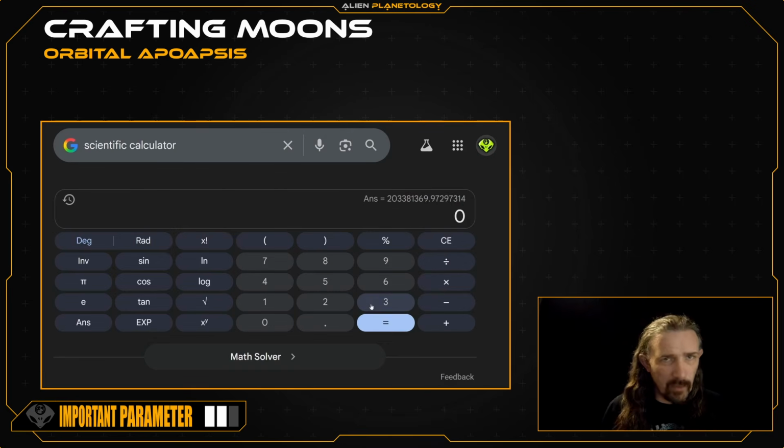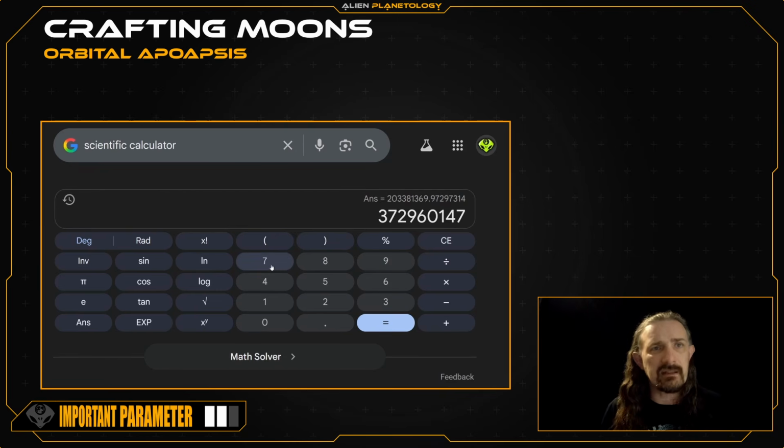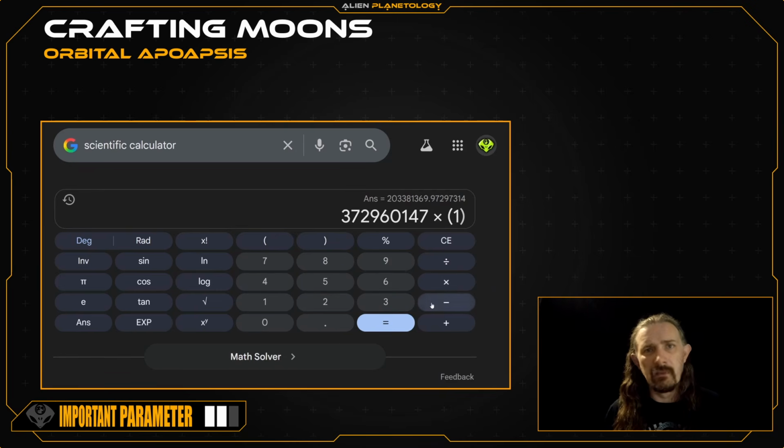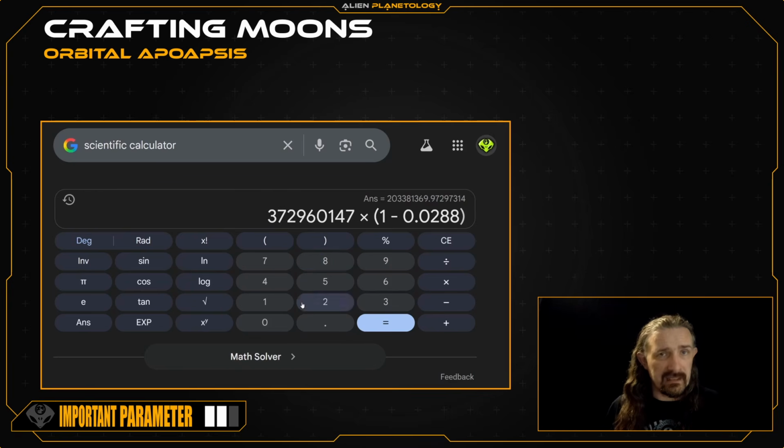So, in the calculator, we start by entering our moon's distance from the planet, its semi-major axis, in meters. Then multiply in open parentheses. Type 1, then minus for the periapsis, or plus for the apoapsis, and then the eccentricity value. Then close the parentheses. Your equation should look something like this.